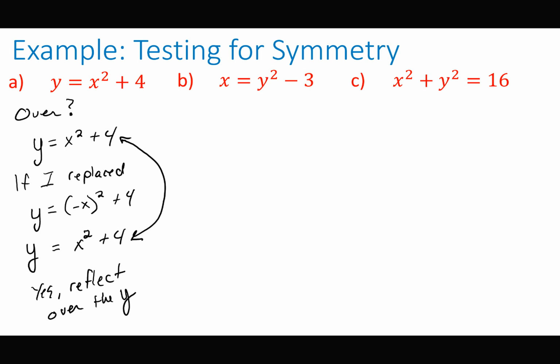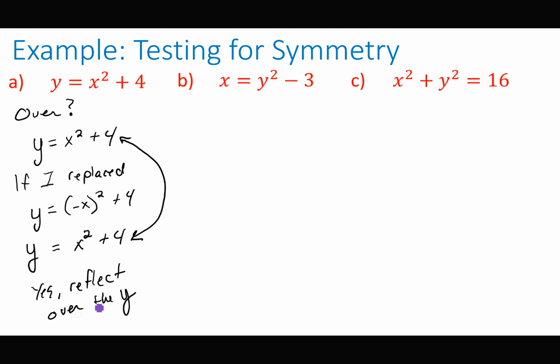We are testing: if we're going to reflect over the y, it doesn't matter if I put an x or a negative x, I get the same output. When we test, we're literally putting that in. If I thought it was going to reflect over the x, and I put in a y and then a negative y, those are two different equations. One would say x squared plus 4 equals y, and the other would be x squared plus 4 equals negative y. Well, that's not true. They both can't be equal to a positive and a negative.